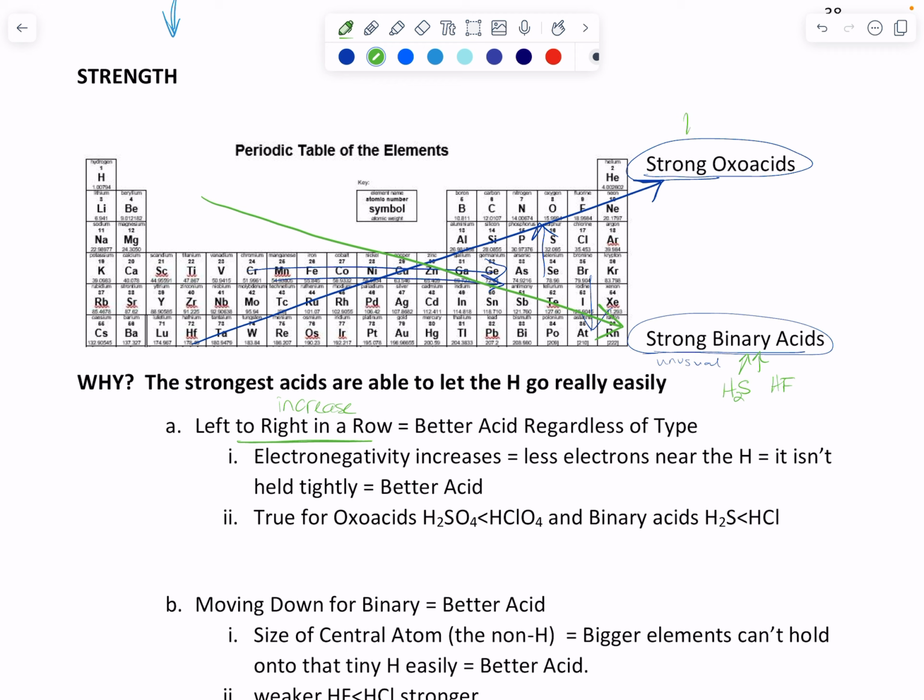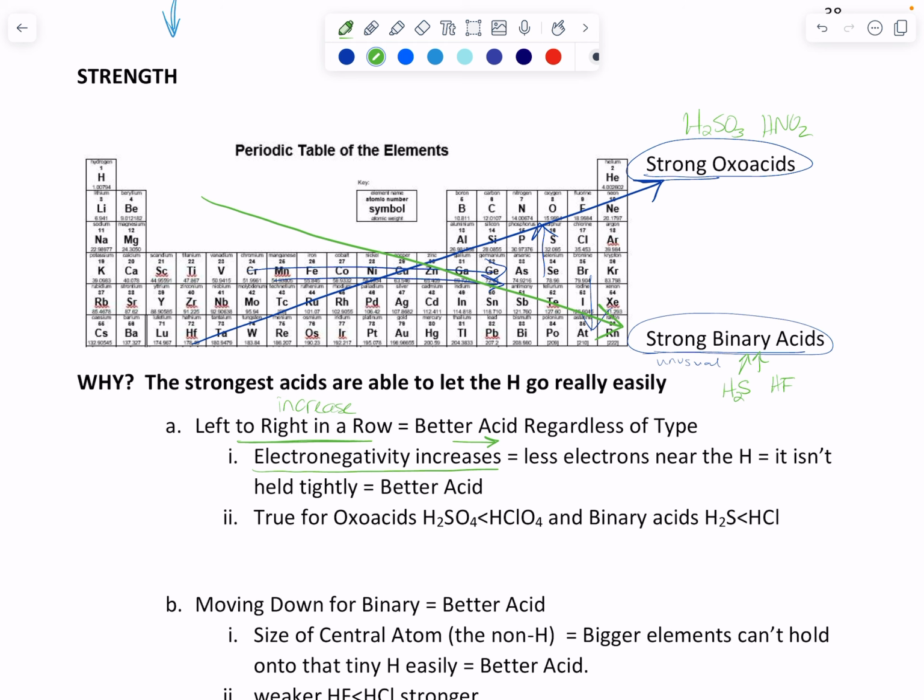Strong oxo acids would be something that has some oxygen in it, like HSO3, HNO2. These are weak acid forms. They do have similar formulas that are strong, but these are not the strong formulas. These are the weak ones. But that's the difference in the two. Both of them increase left to right, and it's because the electronegativity increases when you go in this direction.